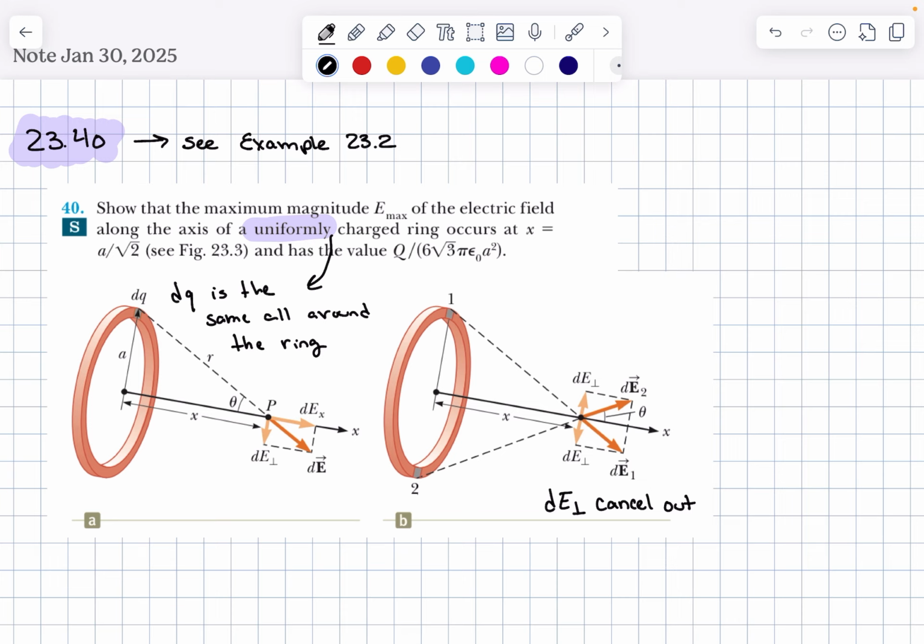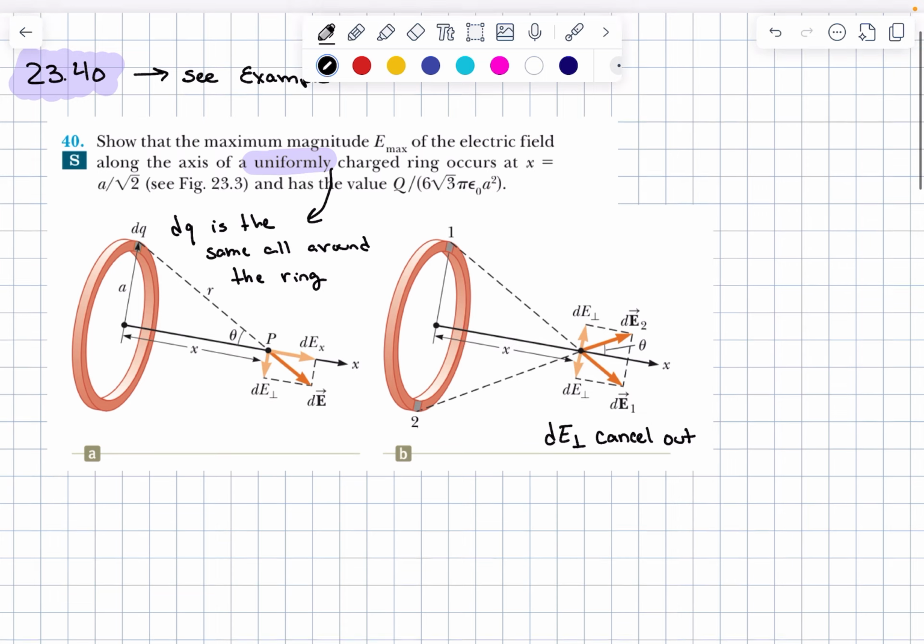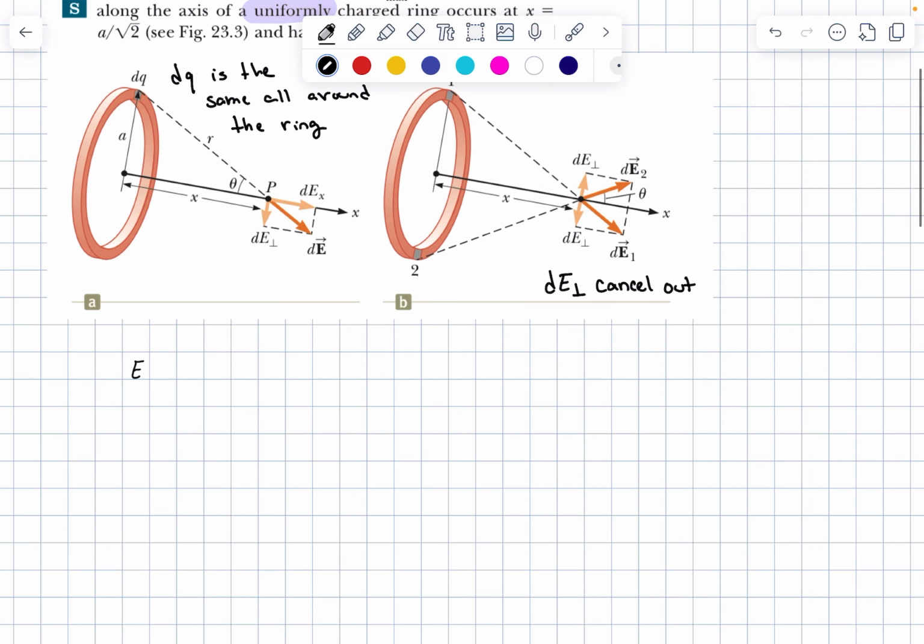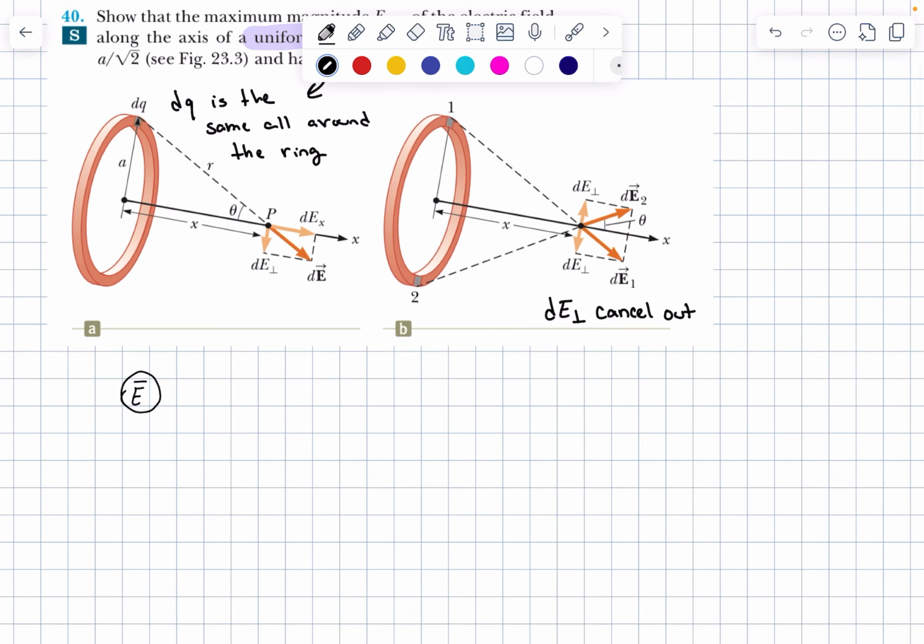The first thing we do has to be to figure out what is the expression for the electric field. What's its magnitude? Where is it pointing? And then we're going to be able to figure out when it is at its maximum.